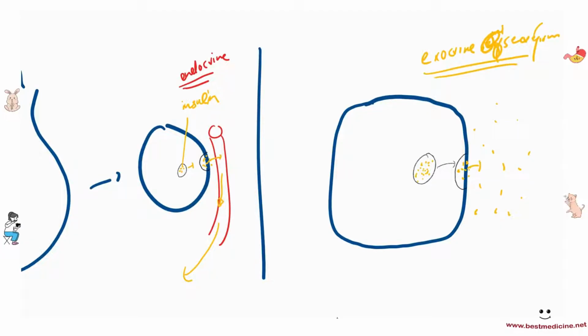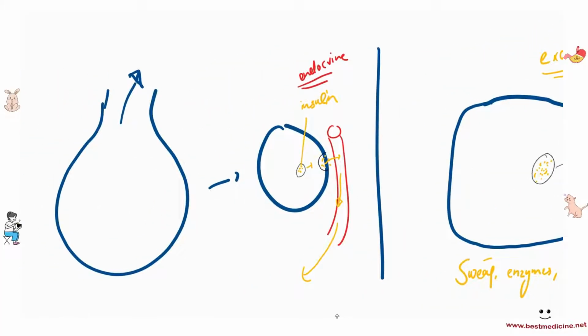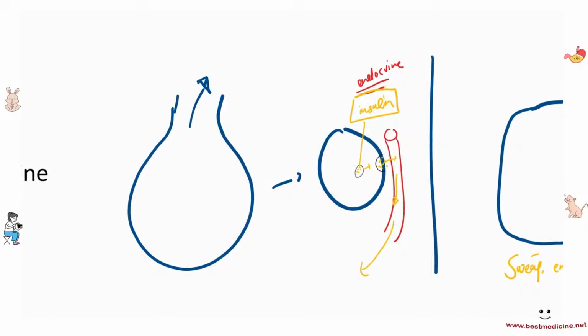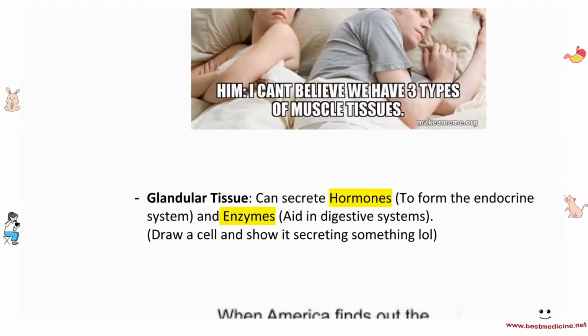Examples of exocrine secretions would be sweat. Another example of this would be enzymes in the digestive tract, for example, carbohydrases, amylases, etc. Okay? Endocrine secretion example is insulin. Another example is glucagon, adrenaline, right? And so on. So that's glandular tissue.